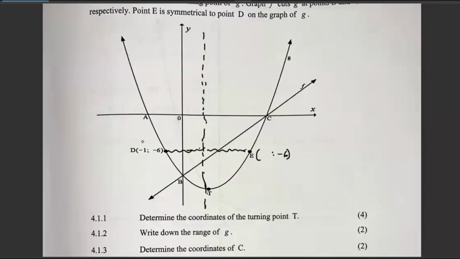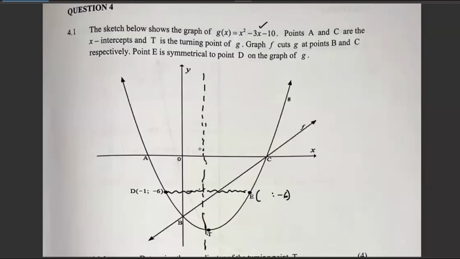They want us to determine the coordinates of the turning point. 4.1.1. For the turning point, we can use x equals -b over 2a to get the x coordinate. If not, you can find the derivative, equate it to 0 and solve that equation. So we're going to have negative -3 over 2 times 1, so we have 3 over 2 as our axis of symmetry.